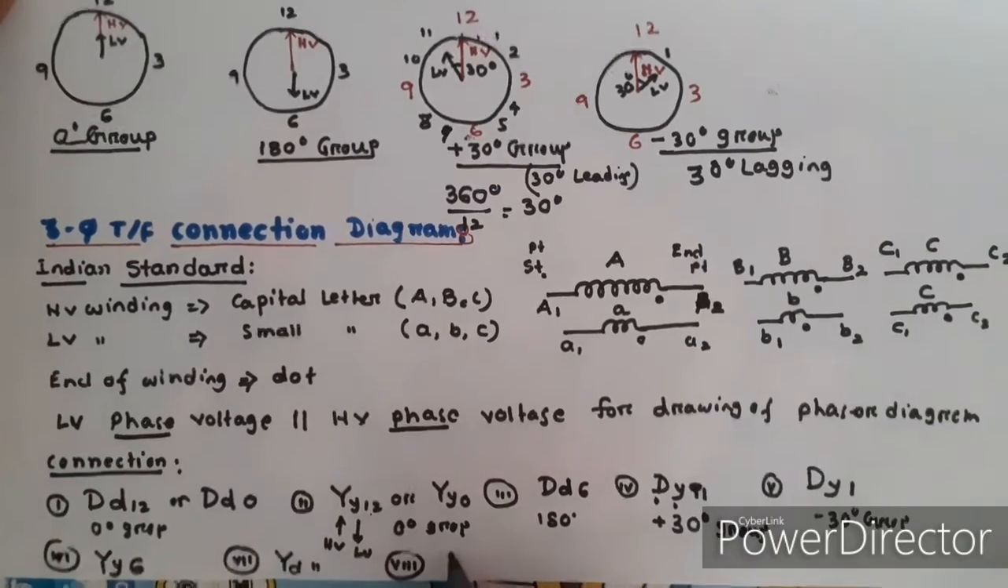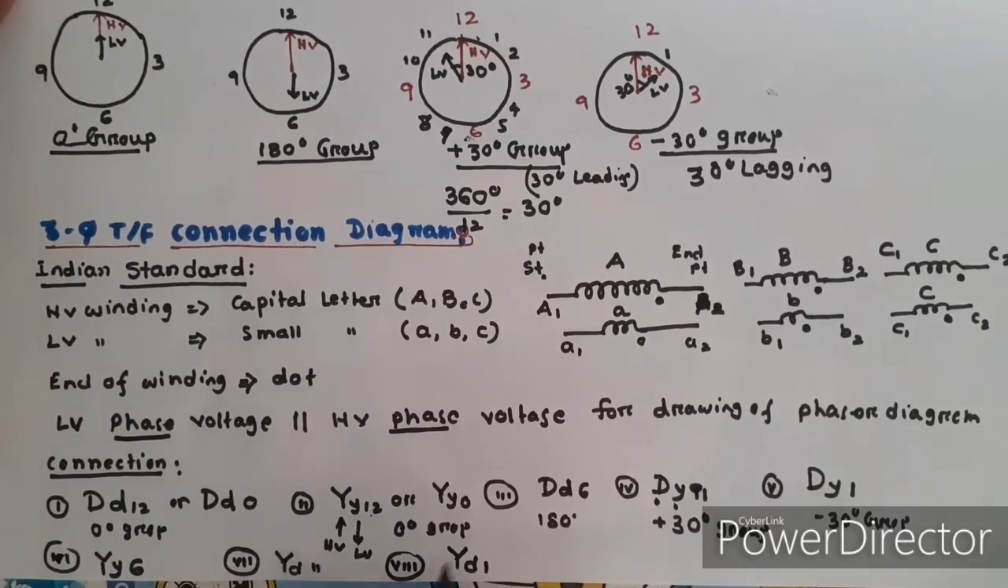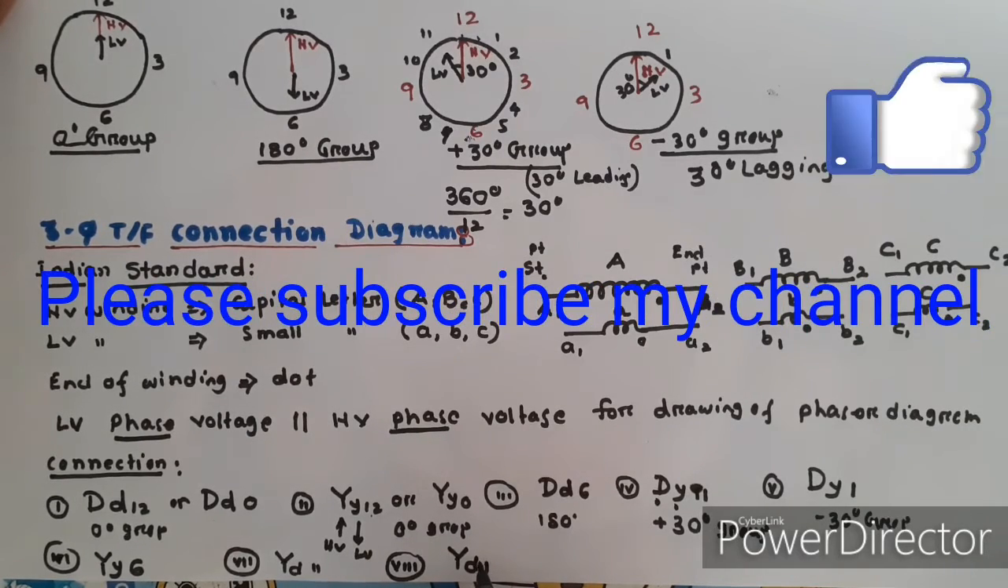Last one is the YD1. HV star connected, LV delta connected, and the LV line voltage at 1 o'clock, that means minus 30 degree group.